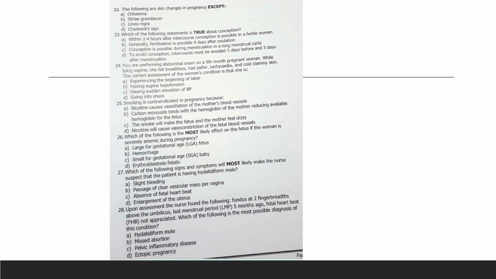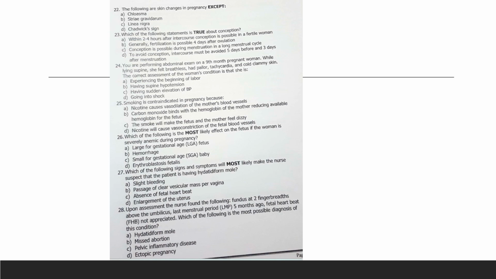22. The following are skin changes in pregnancy, except. 22, the answer is B, striae gravidarum. Okay. Then 23. Which of the following statements is true about conception? 23, the answer is B. Generally, fertilization is possible 4 days after ovulation. Okay, after ovulation.